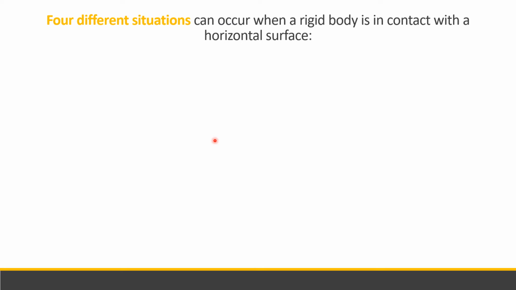Okay, so from the description or the previous discussions, it appears that there are 4 different situations that could occur when a rigid body is in contact with a horizontal surface.